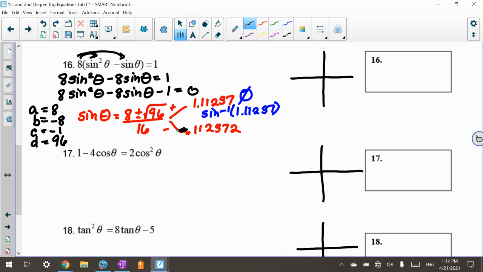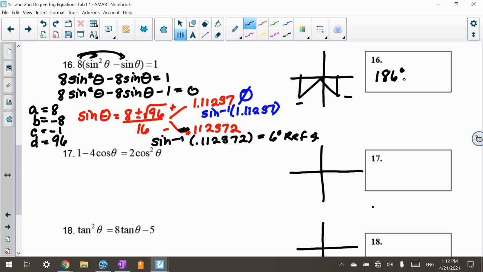Okay. So what we've been doing, I know that sine is negative in quadrants 3 and 4. So I set up my picture, and then I look at it and say, I'm going to put the positive in. So I'm going to do inverse sine of the positive 0.112372 to get my reference angle of 6 degrees. Once I have my reference angle, I'm going to add it to 180 and subtract it from 360, and I'm going to end up with 2 angles. 186 degrees is the first one. The other one is 354 degrees, and those are the only ones that will make that work because we've got an error, an empty set, on that side.